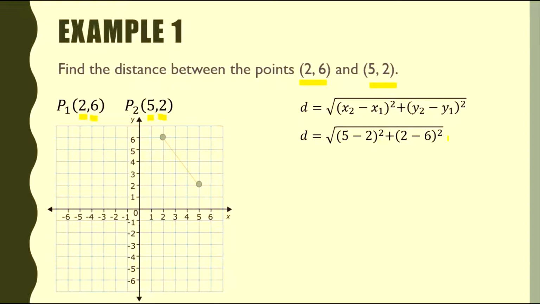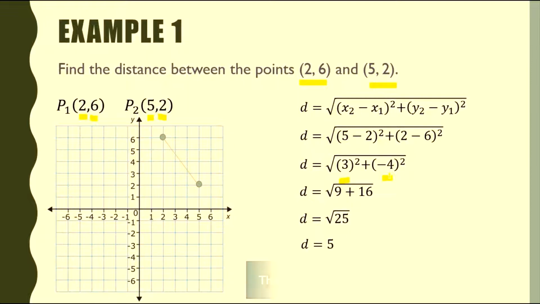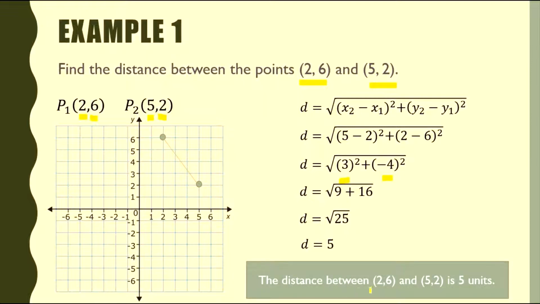Next is simplify the right hand side following the PEMDAS rule. So first is we are going to simplify what's inside the parentheses. So 5 minus 2, that is 3, and 2 minus 6 is negative 4. Next is perform the operations involving exponents. So we have 3 squared, which is equivalent to 9, and negative 4 squared, which is positive 16. Adding 9 and 16, we will have square root of 25. Now square root of 25 can be simplified to 5, and that means that the distance between 2, 6 and 5, 2 is 5 units.